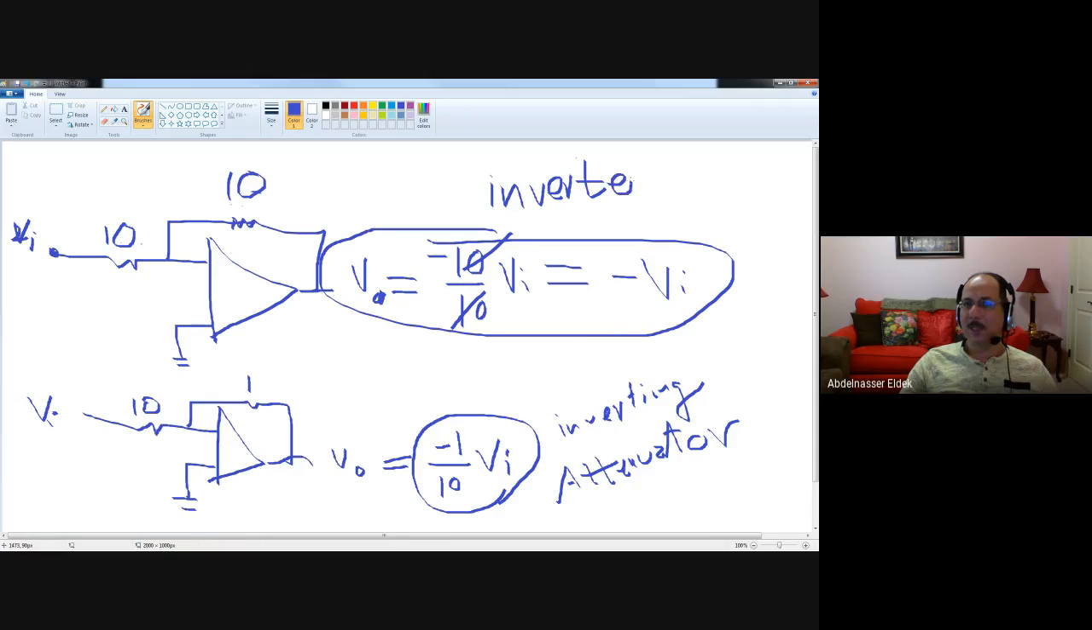So the same circuit, you can do three jobs. You can do inverting amplifier, you can do inverting attenuator, or you can do just an inverter, if you want to just change the sign, by selecting RF and R1. If RF is more than R1, this is an amplifier. If RF is less than R1, it is an attenuator. If RF and R1 are the same, it is just an inverter.